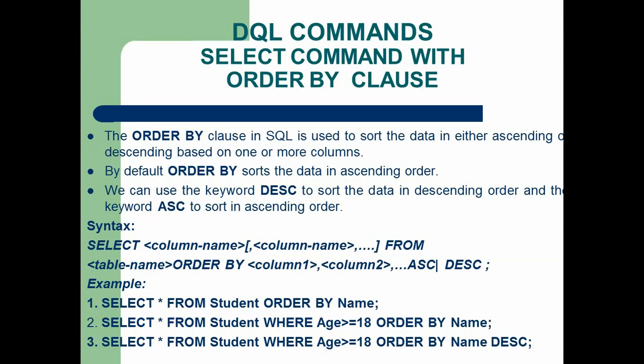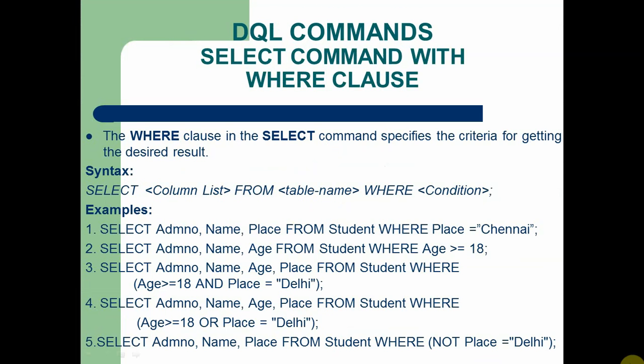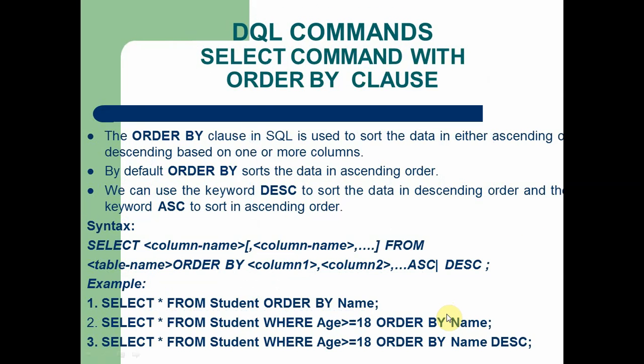Now we are going to discuss the SQL command with the order by clause. In the last topic we discussed the where clause with different operators like is equal, greater than, and operator, or operator, not operator, and we also used between, not between, in, not in, and null value. Now we are going to use the order by clause. The order by clause is used in SQL to sort the data. Sorting means arranging the data from the table and displaying the data based upon the order required by the user.